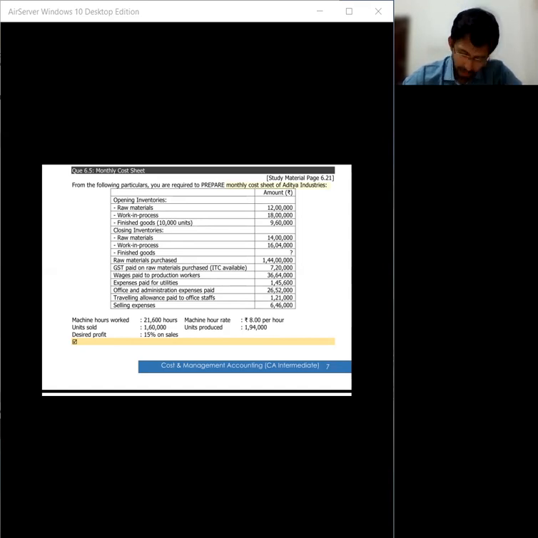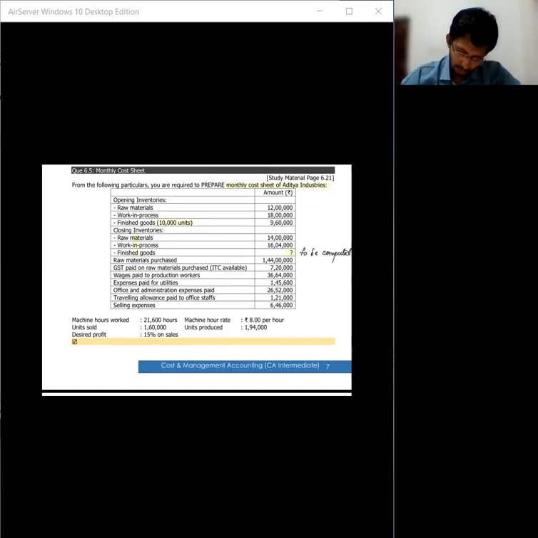Opening inventory: raw material. When you see finished goods, they give you the quantity, whereas the quantity is not given against any of the other items. So there may be some significance for that quantity. Now closing inventory, what do you have? Raw material is given, work in process is given, but for finished goods the value is not given. So what does it mean? Closing finished goods inventory is something which we have to compute.